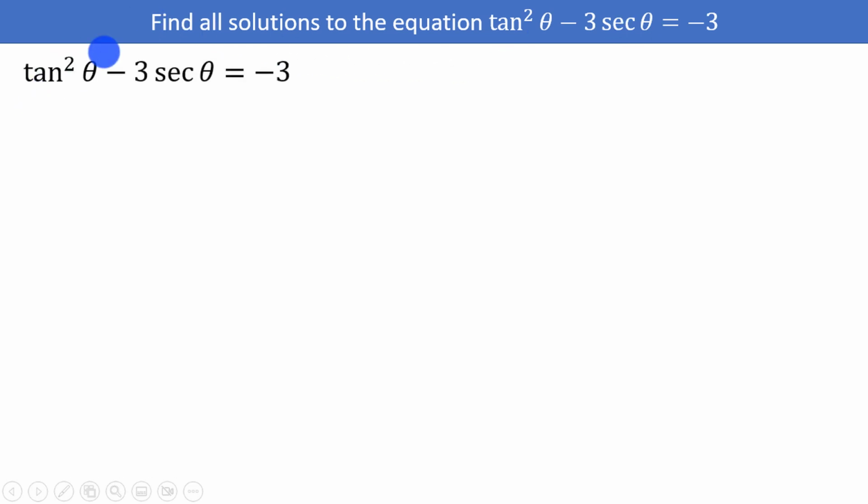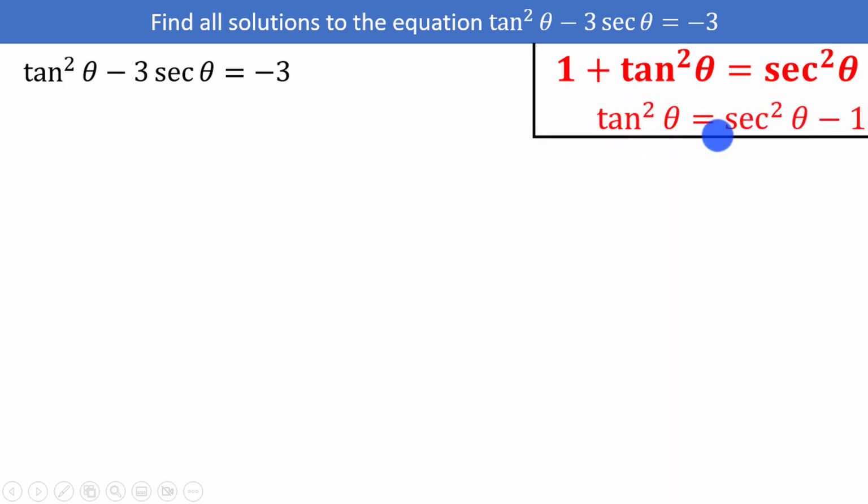Again, we have two different trig functions. To solve an equation, we will want to convert everything into one single trig function. So we don't want to have tangents and secants, we would like to have all tangents or all secants. We know that we can always convert squared trig functions into other trig functions by using the Pythagorean identities. Specifically, 1 plus tangent squared of theta is equal to secant squared of theta. If we subtract 1 from both sides, we get that tangent squared theta is equal to secant squared theta minus 1. So we can replace tangent squared of theta with secant squared theta minus 1 in our problem.